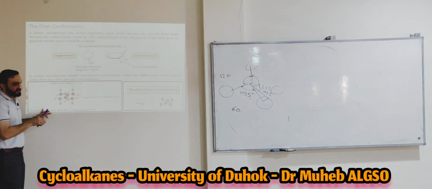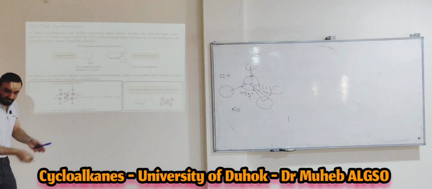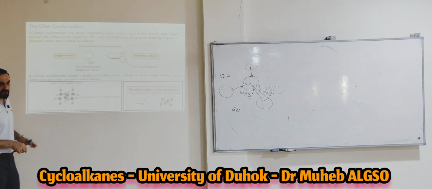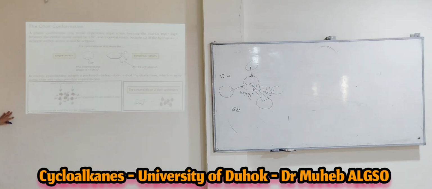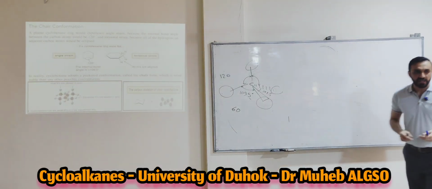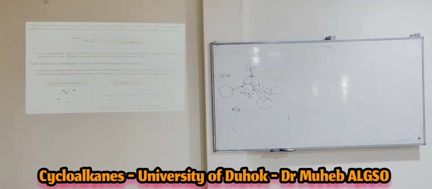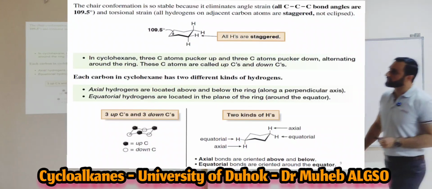So also the angle will be near 109.5, maybe exactly 109.5, okay? By this conformation, the cyclohexane will be a more stable figure than a planar cyclohexane. Do you understand? Inshallah, next lecture, I have my special tool to show you how the chair form will be changed, and it will give you a more stable conformation.